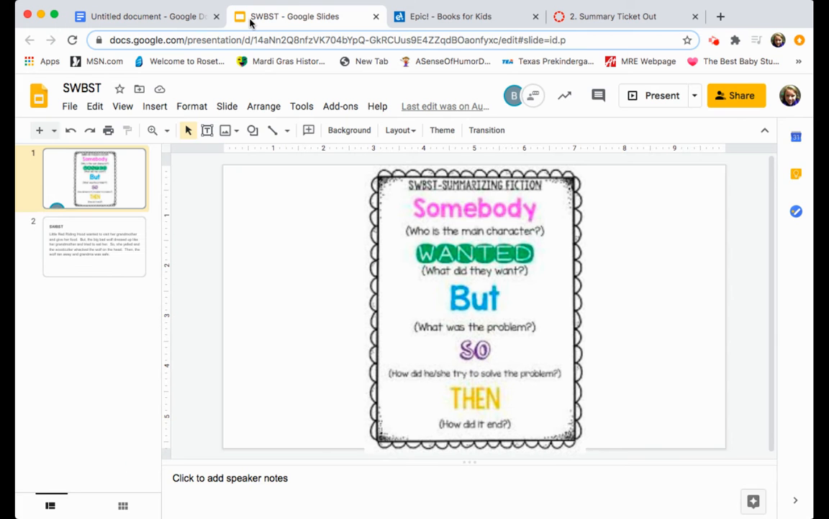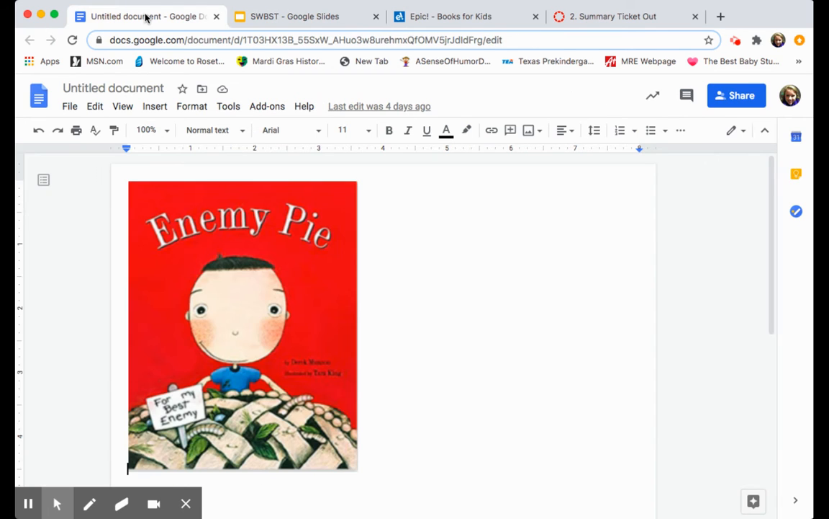Hi guys. We've talked about summary a little bit last week and previously, and we've seen summary with this chart. So whenever we've talked about doing a summary, we've talked about what does your main character want, but what is their problem? So how did your main character solve that problem? And then what is the ending? Today, I just want to introduce to you another way to think about summary, and I'm going to model it again with Enemy Pie.